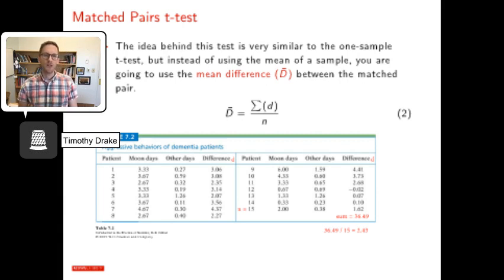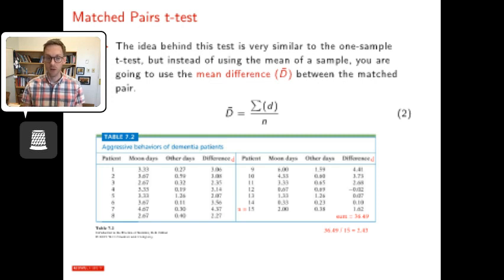Okay, so for the matched pairs t-test, or matched samples, or dependent samples, lots of names, the idea is that we are going to be using the mean difference between the matched pairs, okay? So we calculate that mean difference, which we call d bar. We add up all the differences and divide by the total pairs that we have, okay?